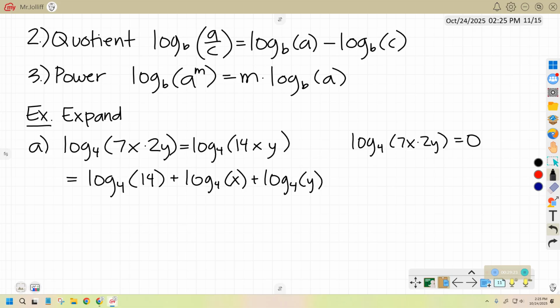Doing this separates the x and the y, meaning now I can move log base 4 of y to the other side and start getting y by itself and not worrying about the x and the 14. So if I am trying to solve a log equation for one variable, this expanding process allows me to isolate the variable from all the noise. Yeah? Let's try another one.